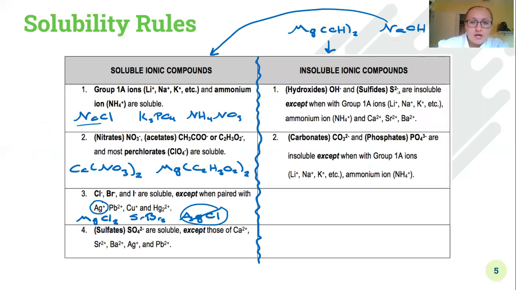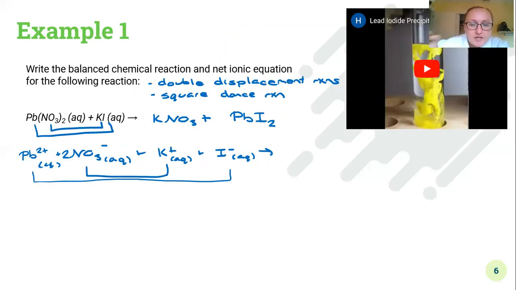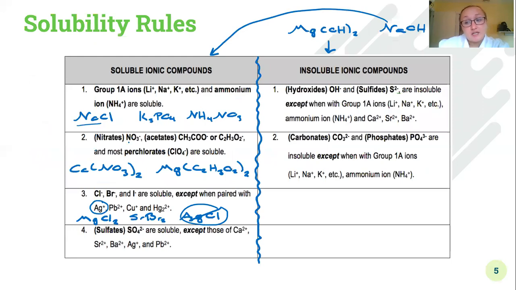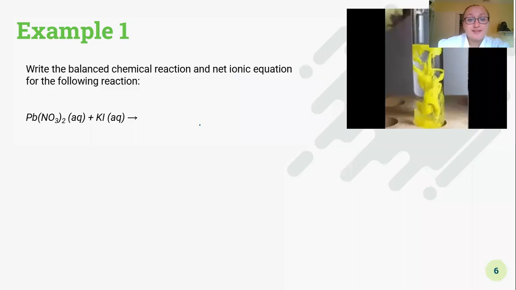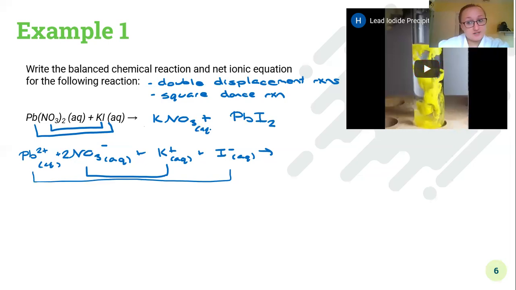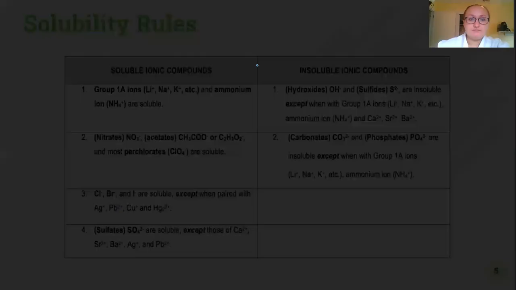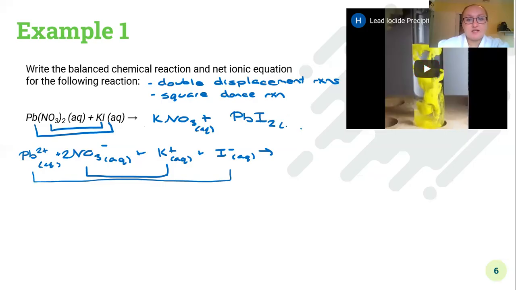So, okay, I have potassium nitrate. Sorry, I'm pointing at it and you can't see me. Anything containing potassium and anything containing nitrate is soluble. So that is 100% going to be soluble. Lead iodide. Anything containing iodide is soluble, except when paired with lead. This is going to be insoluble. Of course, we want to balance our equation, so there we go.